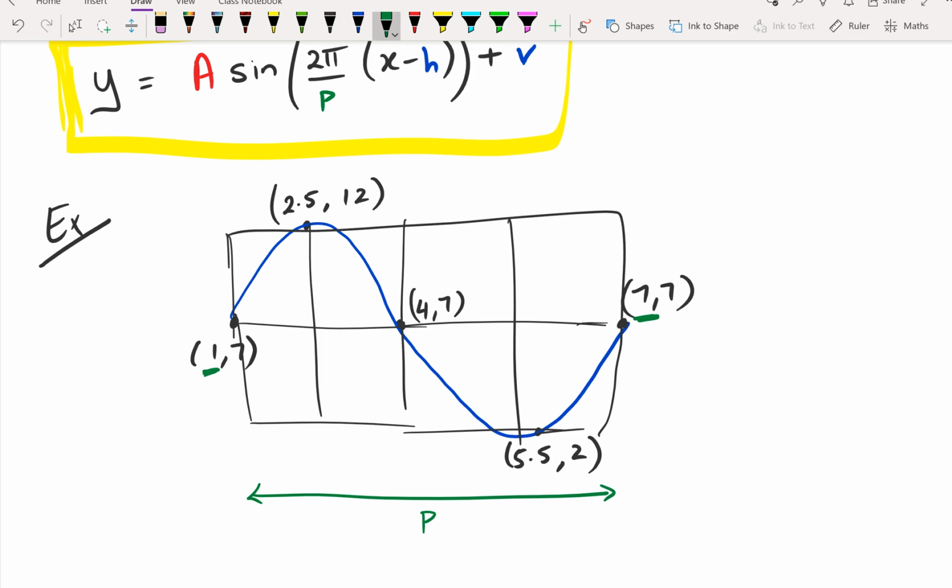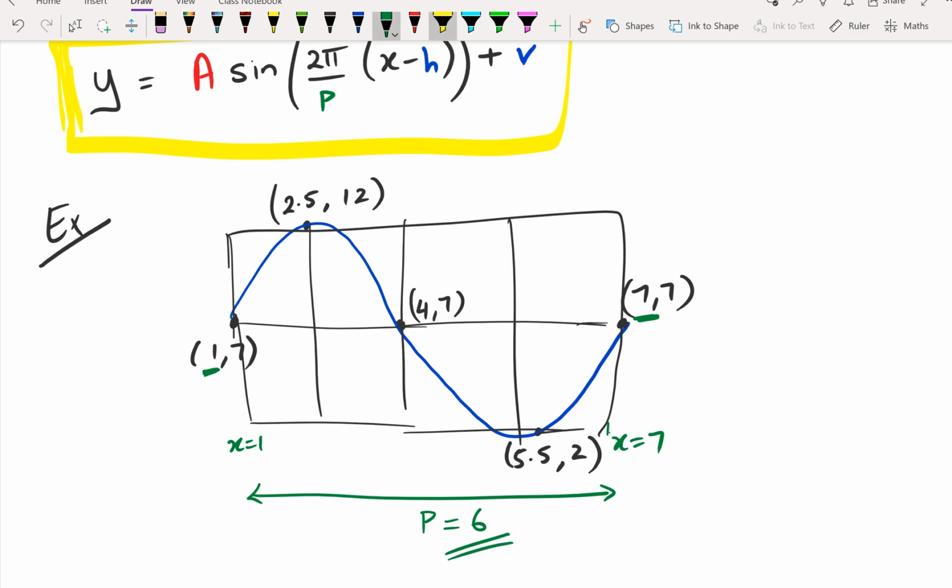That means x is equal to 1 at this point right here, and here x is equal to 7, which means the period is 7 minus 1, which equals 6. Now we're going to do a lot of practice on this, guys, so don't stress about it. I'm going to give you guys heaps of practice on these questions.